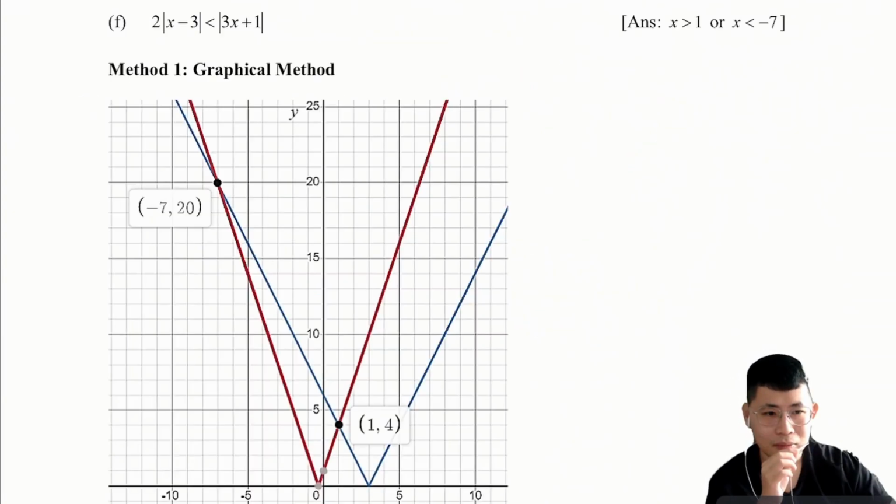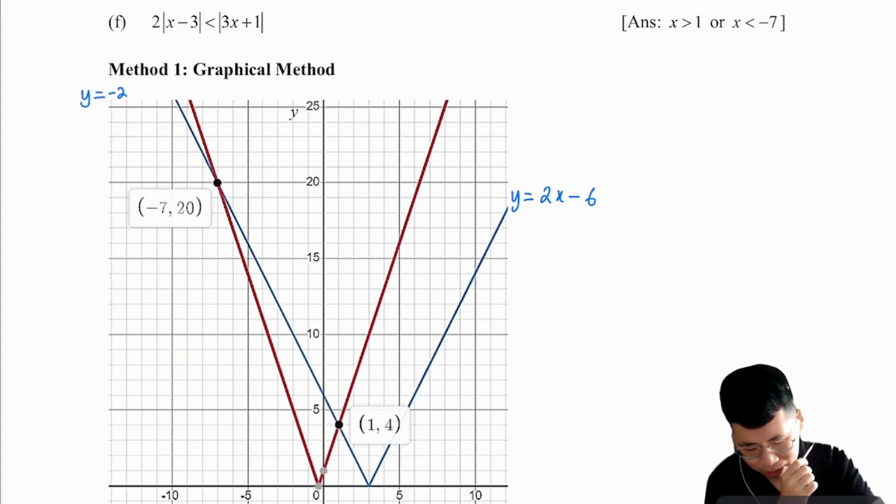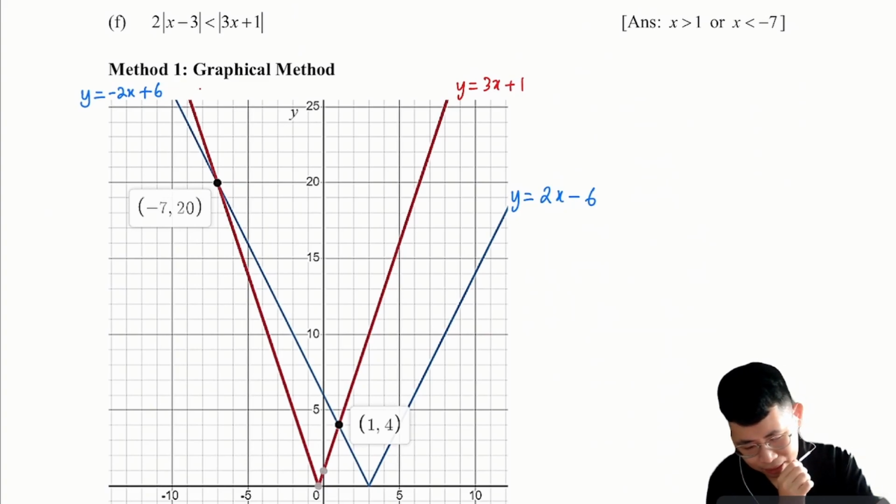Okay, finally we are at F, our very last example. So now which graph is which? Assume that you already plotted in your GC and sketched from the GC. So this line over here will be y equals 2x minus 6. This is the positive version. Then the negative version comes from here. Now for the red color graph, this is y equals 3x plus 1. This would be y equals negative 3x minus 1, the negative version.